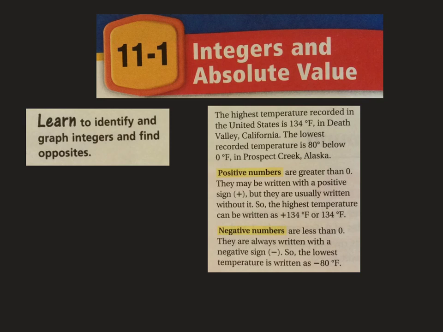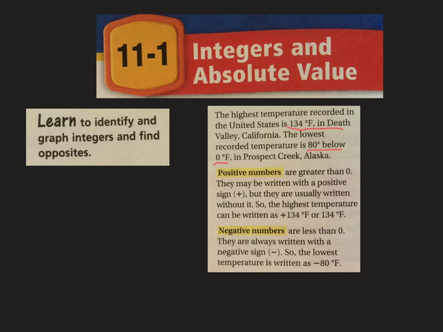Today we're talking about integers and absolute value. So our goal today is that you will identify and graph integers and find opposites. Let's read this little thing right here. The highest temperature recorded in the United States is 134 degrees Fahrenheit in Death Valley, California. The lowest recorded temperature is 80 degrees below zero in Prospect Creek, Alaska.